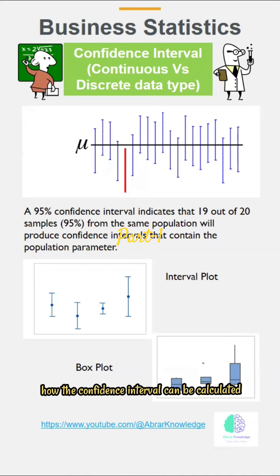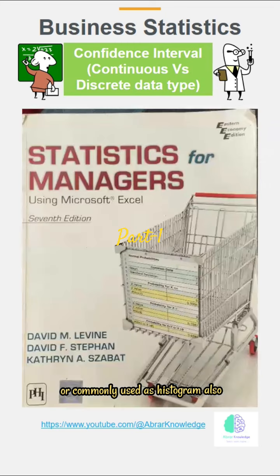How can the confidence interval be calculated? Confidence interval means how the data has been distributed, and we can find out the 5% risk we can have, that is alpha, and then how many points lie in that 95% spectrum. It can be shown like an interval plot, as you can see. It can be in the form of a box plot and so on, or commonly used as a histogram as well.